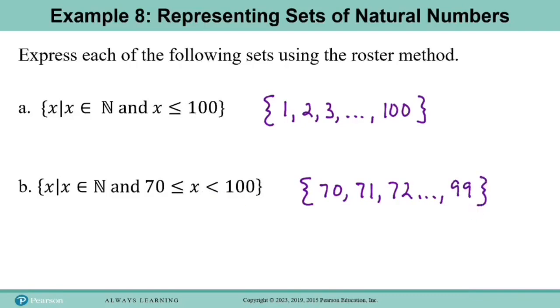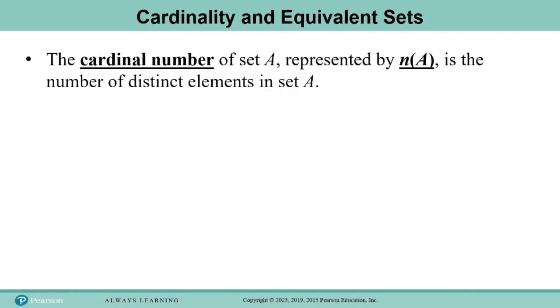Now let's talk about cardinal numbers. So the cardinal number of set A, which is represented by n parentheses A, is the number of distinct elements in set A.